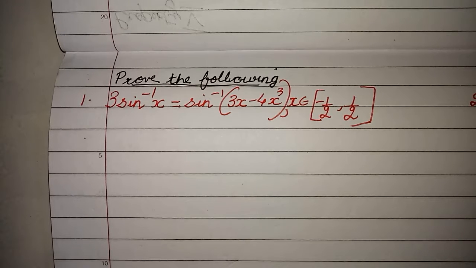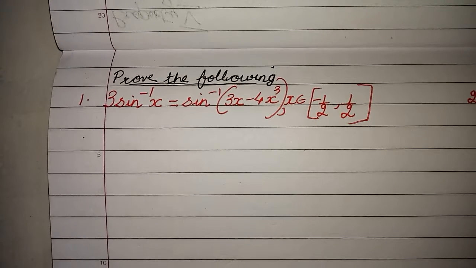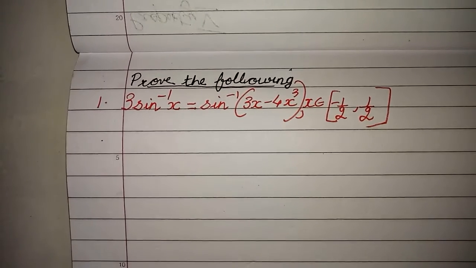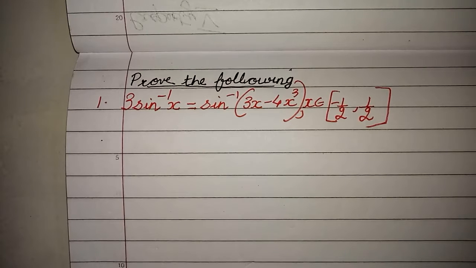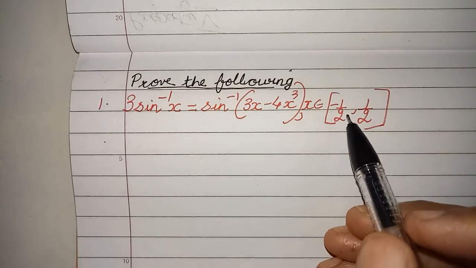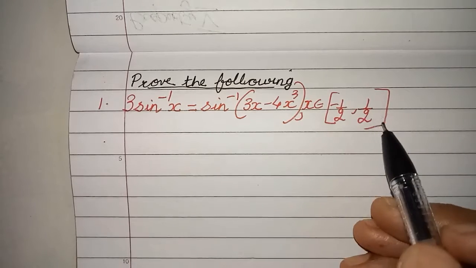Okay, so I have brought some problems. These are problems from your NCERT textbook. So let us solve one by one. Prove the following: 3 sin inverse of x is equal to sin inverse of 3x minus 4x cube, where x belongs to closed interval minus half to half.